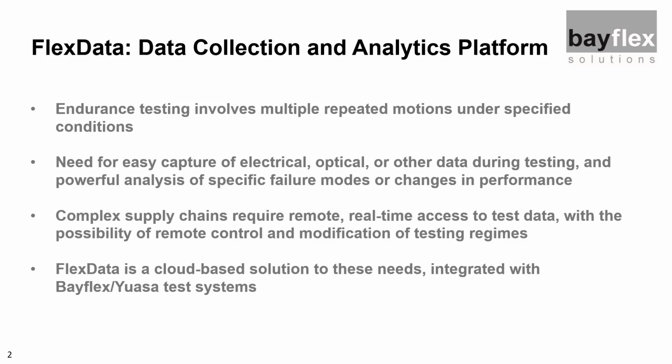With endurance testing, we gather data that determines how the repeated motion is affecting the sample. Examples of data that can be gathered are resistance, voltage, temperature, and appearance changes like cracks or delamination. Complex supply chains should have remote access to test data, real-time access, and sometimes remotely control the test.